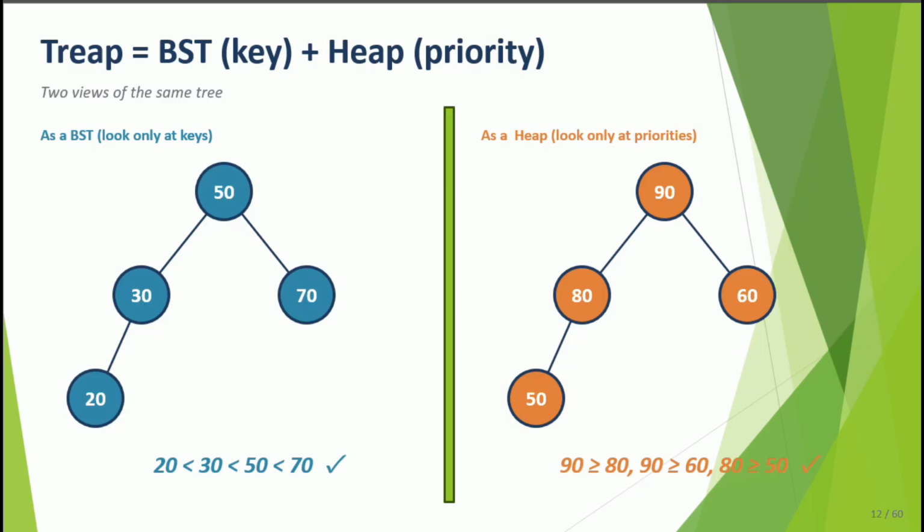This slide shows two views of the same TREAP. If we only observe keys, the structure behaves like a binary search tree. If we only observe priorities, the structure behaves like a heap. So TREAP satisfies both properties simultaneously.